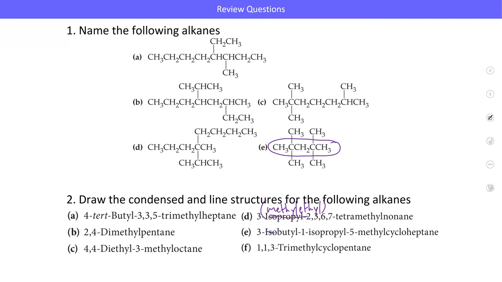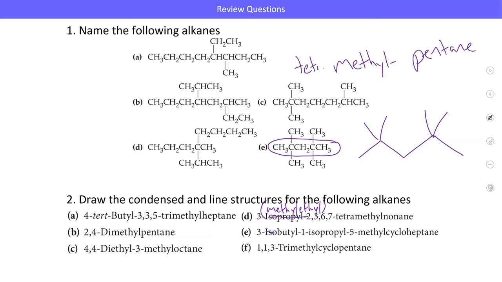Our longest continuous carbon chain is 5 carbons in a row. And again, it might be helpful to redraw it as a skeletal structure. So 5 carbons in a row, 1, 2, 3, 4, 5. A methyl group here, a methyl group here, and a methyl group here, and a methyl group here. And those are all the branches sticking out. So it's going to be pentane. It's got 4 methyls, so it should be tetramethyl. Then you just add all the locants. Exactly. 2, 2, 4, 4. Tetramethyl pentane.